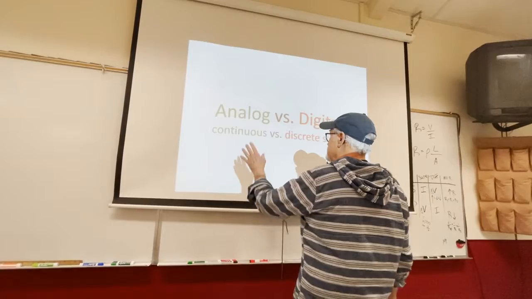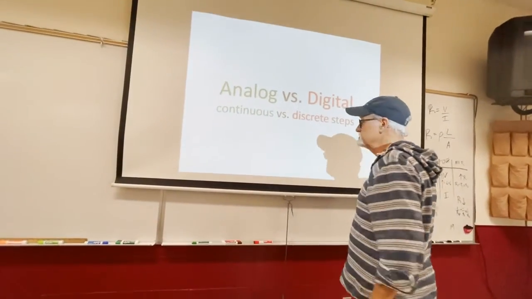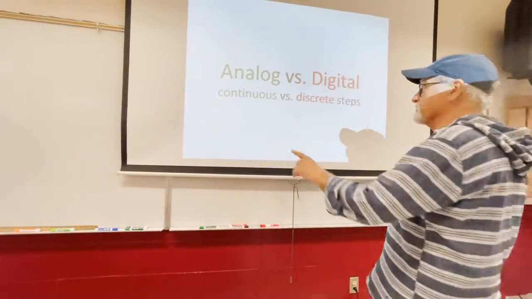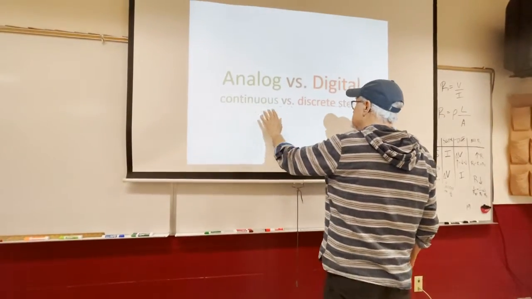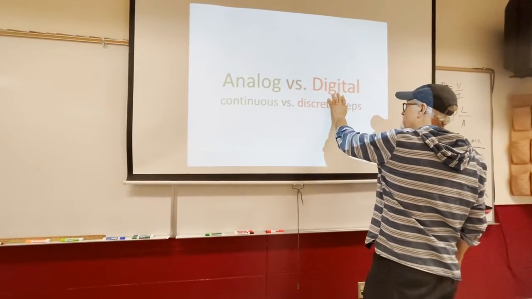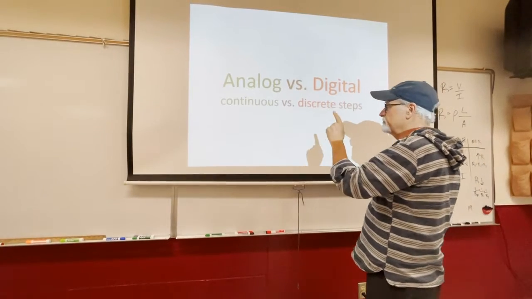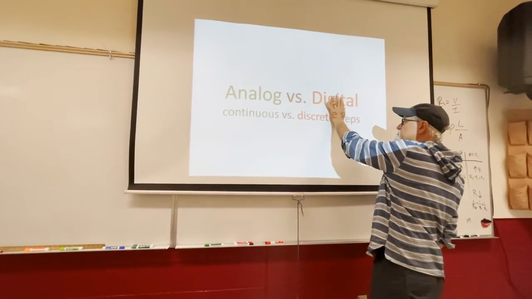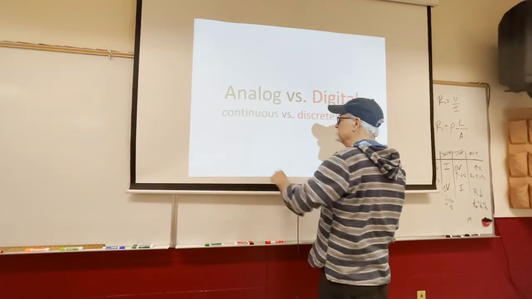Analog versus digital, continuous versus discrete. And there are advantages and disadvantages to each. There's more information here because it's continuous, but this is clearly one thing or another. But with the idea of uncertainty in measurement, there's uncertainty here and less uncertainty here.